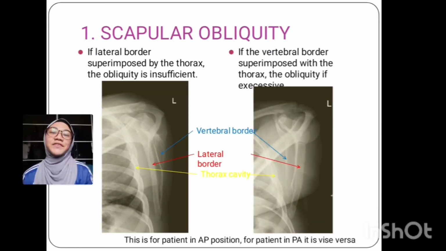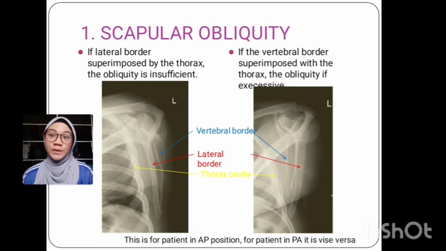So let's check the first positioning criteria, scapular obliquity. If the lateral border is superimposed by the thorax, the obliquity is insufficient. So this is the lateral border, this is the vertebral border. How to differentiate between lateral and vertebral border? The lateral border is thicker than the vertebral border. The lateral border has two bony cortical outlines, while the vertebral border only has one bony cortical outline.